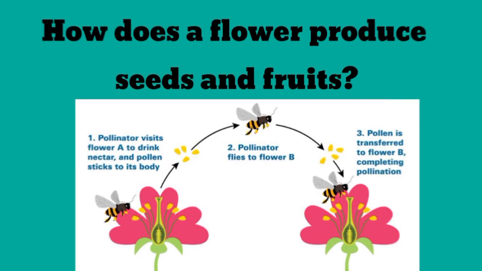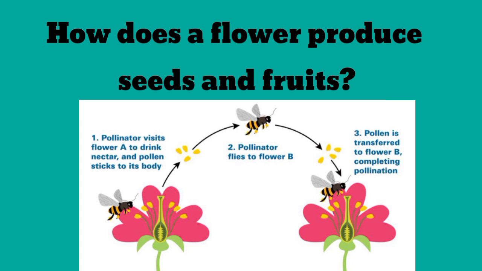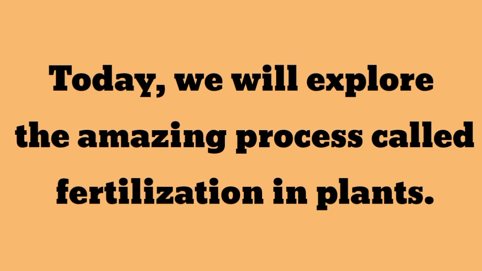And after pollination, how does a flower produce seeds and fruits? How are seeds formed and how is the ovary converted into fruit? All this process is called fertilization. Today we will explore the amazing process called fertilization in plants.